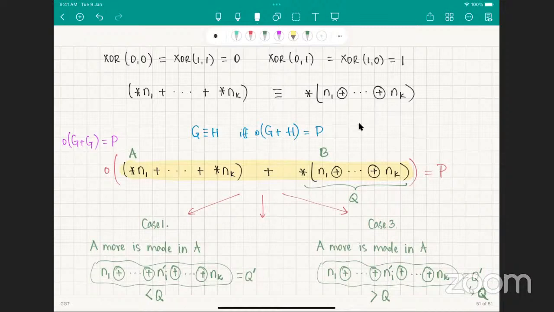What's the remaining case? Well, it could be that a move is made in B. And here it must be that you are taking, well, you only have one pile which has Q sticks. So you must have changed Q to some Q prime less than Q.